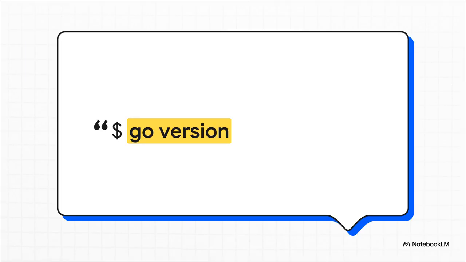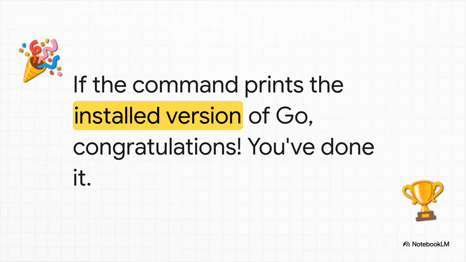So go ahead, open up a brand new terminal or command prompt window, and just type this in: go space version. That's all there is to it. Now, if you see something like go version, followed by a version number and your operating system, then congratulations, you did it. You officially have a working Go installation and you are ready for action.